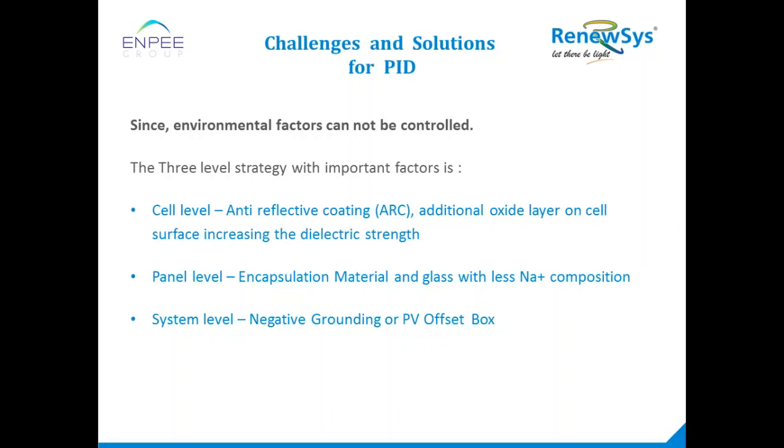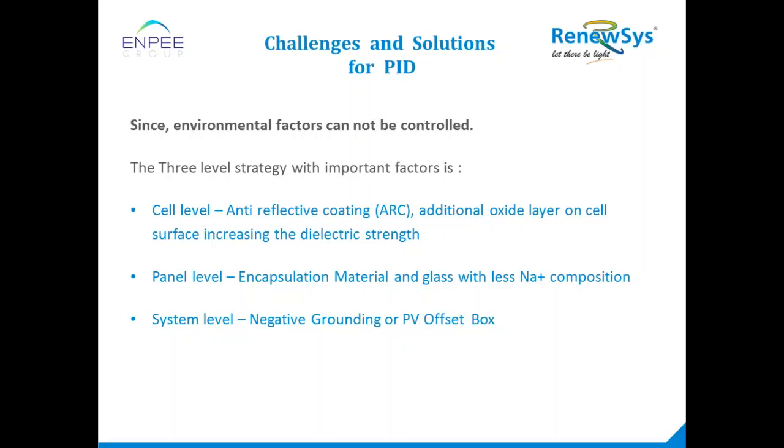From the cell level point of view, is the ARC layer thickness proper? Does the cell have an oxide layer increasing the surface dielectric strength? If yes, it is very good. One more thing we have to see: if the cell itself is not protected from the PID effect by an additional oxide layer with a higher dielectric strength, then even if the encapsulation material has a higher dielectric strength, even if you use glass with lower sodium, even if you do negative grounding, there is still a chance that the module is going to fail due to PID. So it is very important that a module is protected from the cell level first. Then additionally, we can protect it at the panel level.